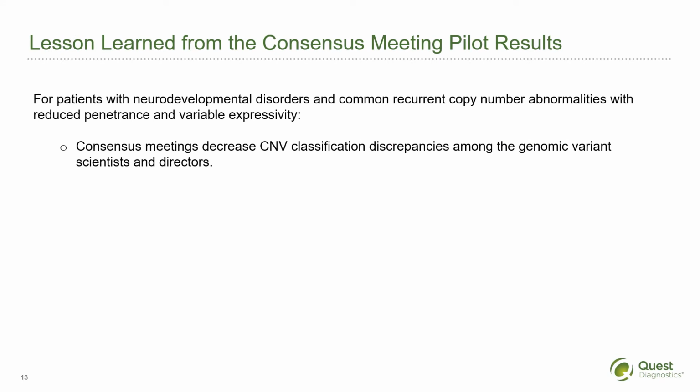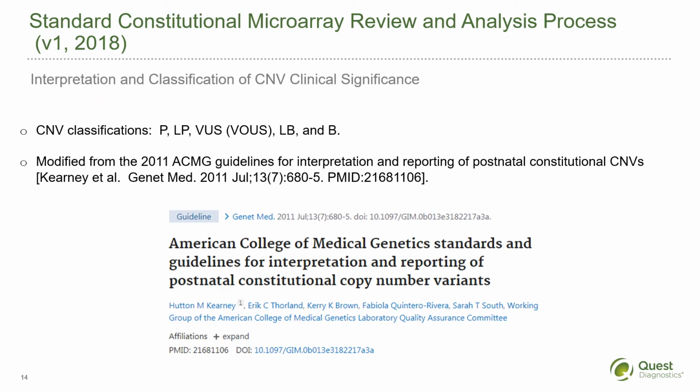In conclusion, consensus meetings decrease CNV classification discrepancies among the genomic variant scientists and directors for the recurrent CNVs with reduced penetrance and variable expressivity. Our original macroarray SOP was based on the ACMG 2011 guidelines. However, we used 5-tier CNV classifications, including pathogenic, likely pathogenic, uncertain, likely benign, and benign.